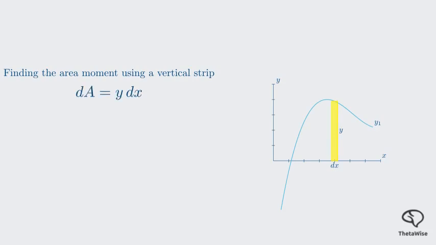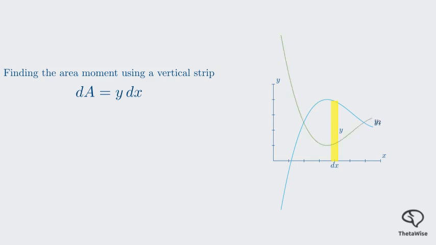Let's first consider using a vertical strip. A vertical strip is a thin rectangle with a width of dx and a height of y. It extends from the lower boundary of the area to the upper boundary. The area of this strip, dA, is its height times its width. So, dA equals y times dx.